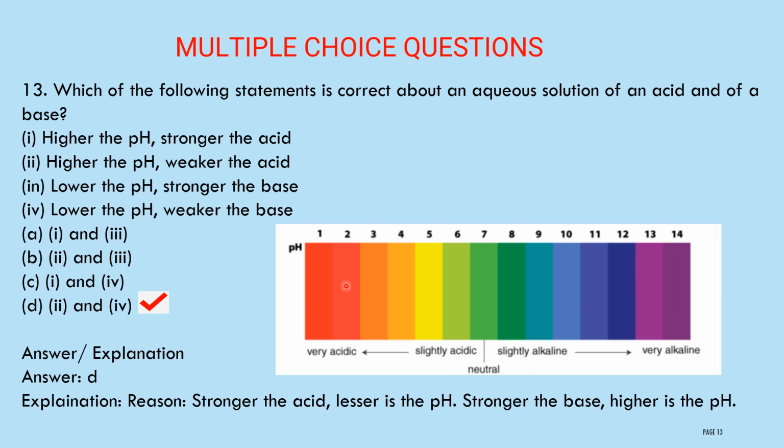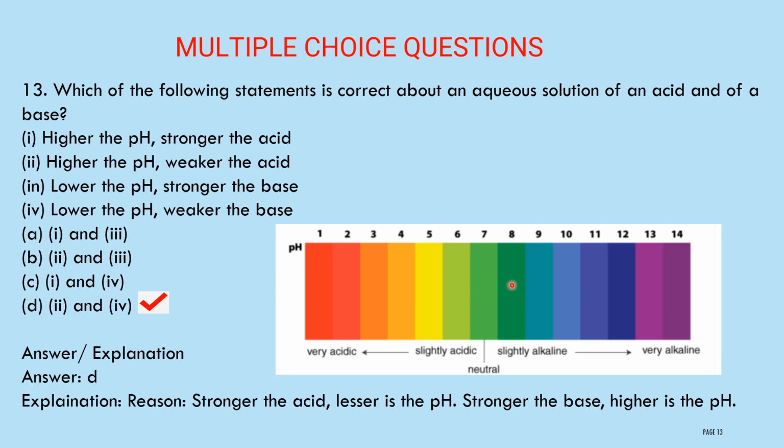Let us consider the pH scale. The pH scale ranges from 1 to 14. If the pH of an aqueous solution is 7, the solution is neutral. As we move towards the left of the pH scale, the acidity increases. As we move towards the right, the basicity increases. If you have pH 6, the solution is a weak acid. If the pH is equal to 1, it is a strong acid. Therefore, the second option, higher the pH, weaker the acid, is correct.